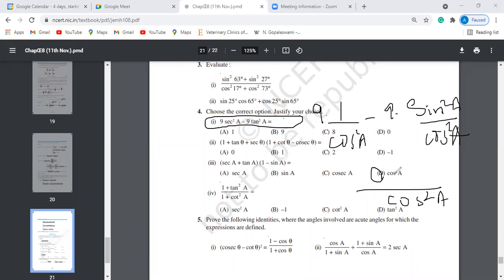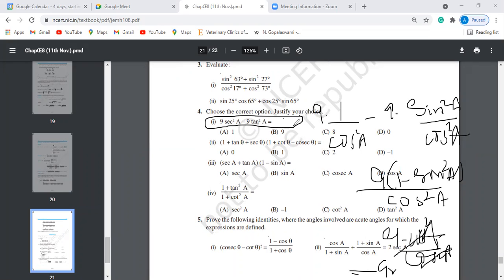And 9 is outside. You can keep 9 outside so that you will get 1 minus sin square A, correct? 1 minus sin square A is nothing but what? It's cos square A, correct? So cos square A divided by cos square A. So it gets cancelled. So the answer is 9. Okay, answer is B. Correct? Did you understand how I did this problem?